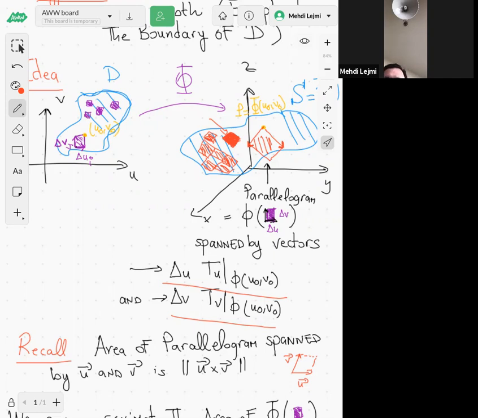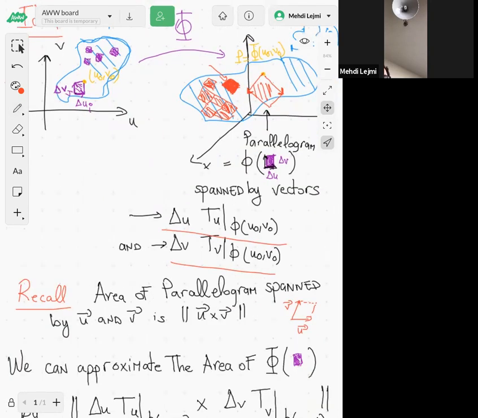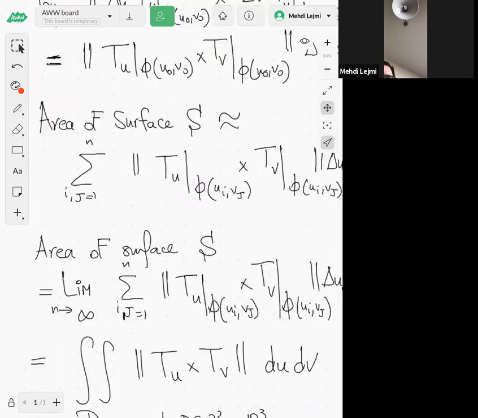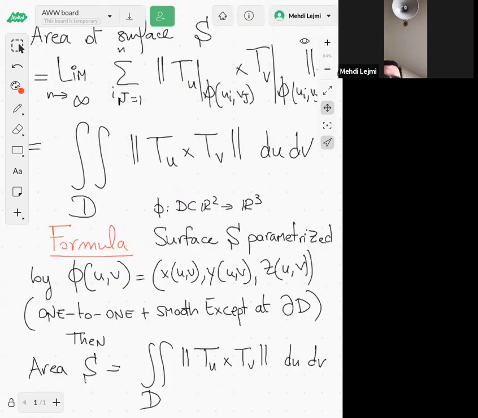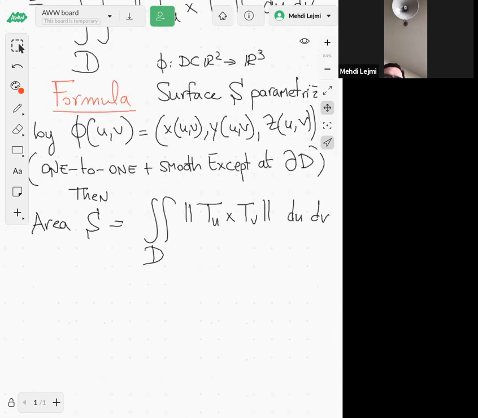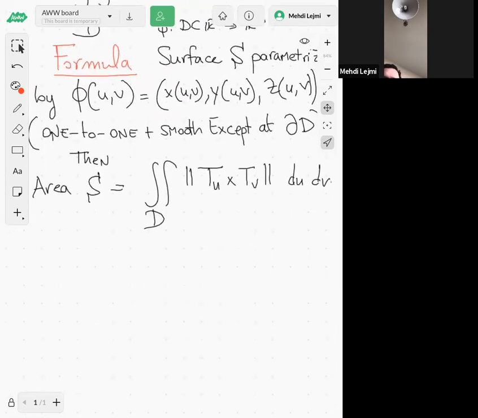Okay, so let's have an example. We have 9 minutes, so probably we're going to have just enough time to do one example. Next time I'm going to do one or two more examples. So let me do the example of the sphere. We're going to compute the area of a sphere of radius a.